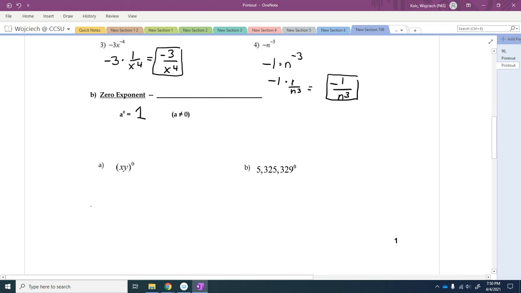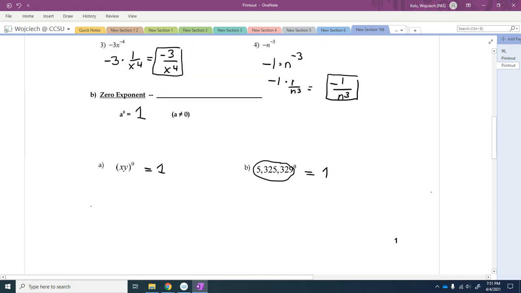So xy to the 0 power simply is equal to 1. Now this huge number, 5 million with something raised to the 0 power, is also equal to 1. Just be careful. I just want to show you something.